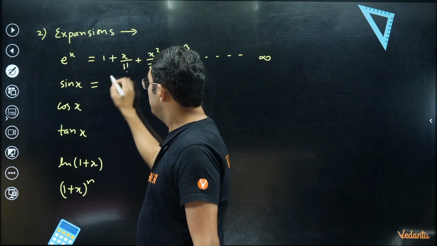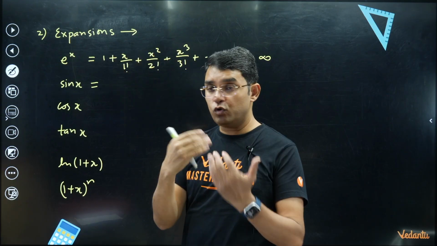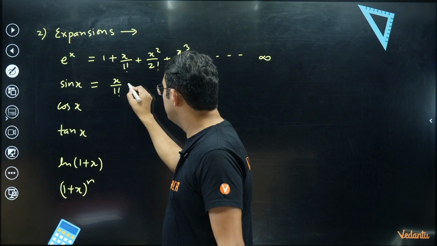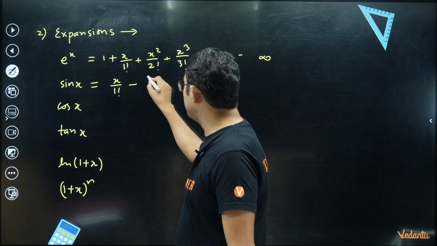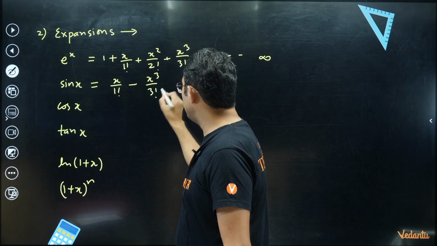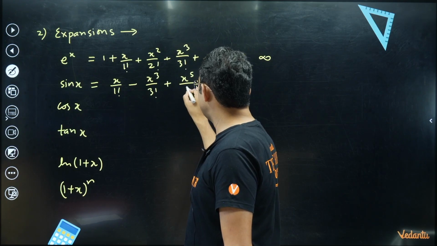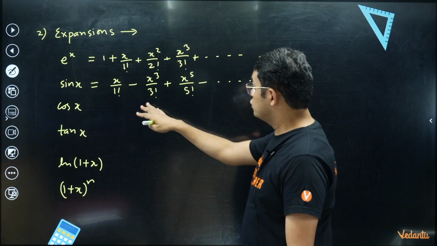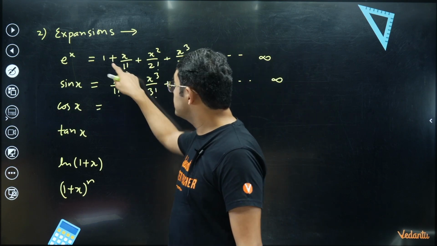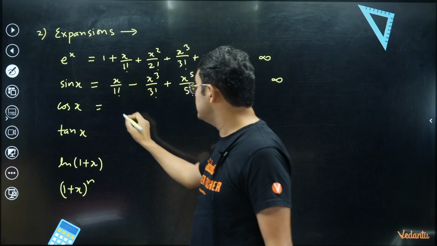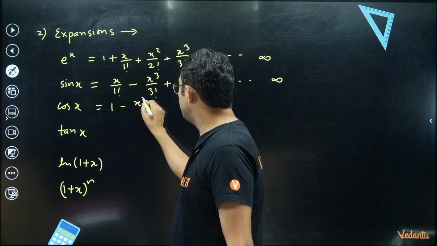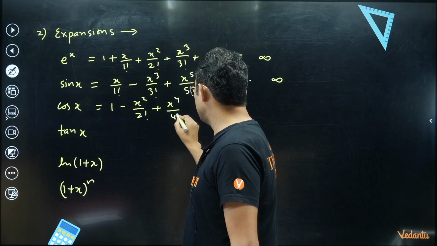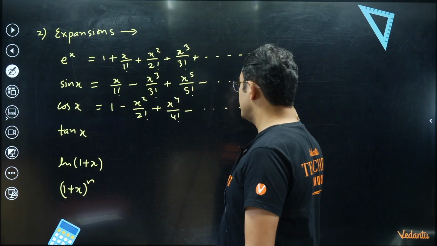For sin x, it is very similar to e^x. You just have to copy the odd terms of e^x. That means x upon 1 factorial, but the next odd term will come with a minus sign, so minus x cube upon 3 factorial. Then x^5 upon 5 factorial, and then x^7 upon 7 factorial with a minus sign. So this is how sin x is written. Cos x has all the even powers of e^x starting with 1, but the next one will be with a minus sign: minus x square upon 2 factorial, plus x^4 upon 4 factorial, and so on till infinity.